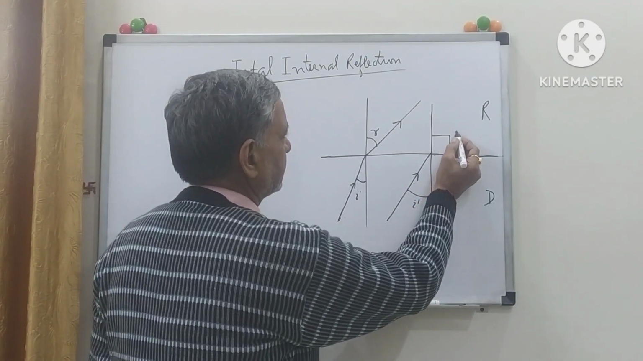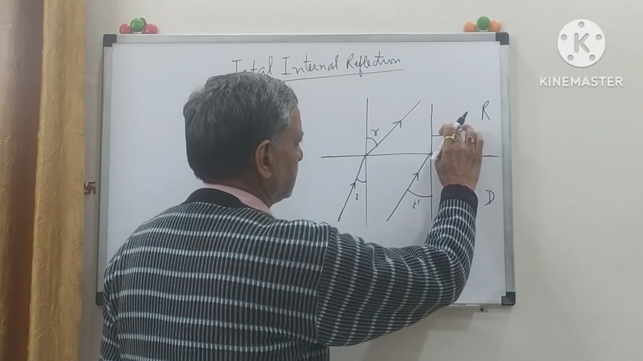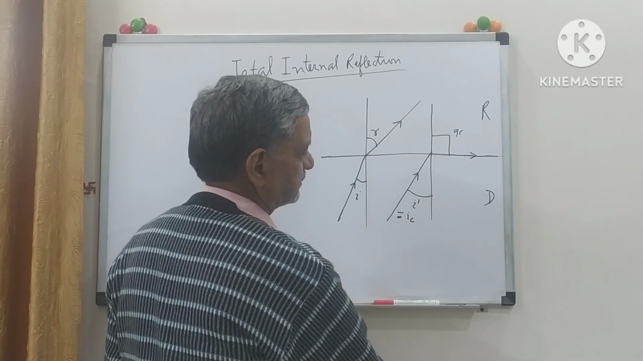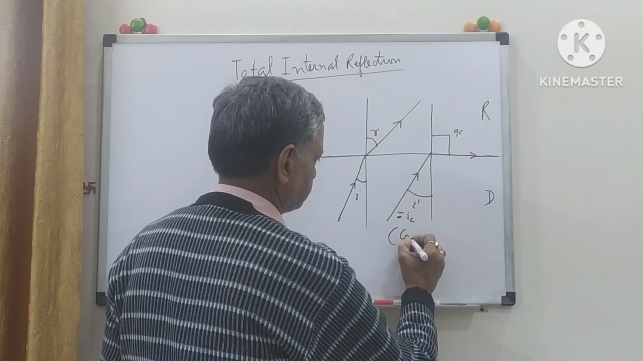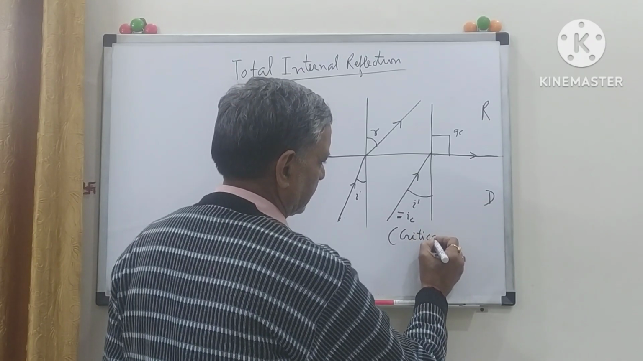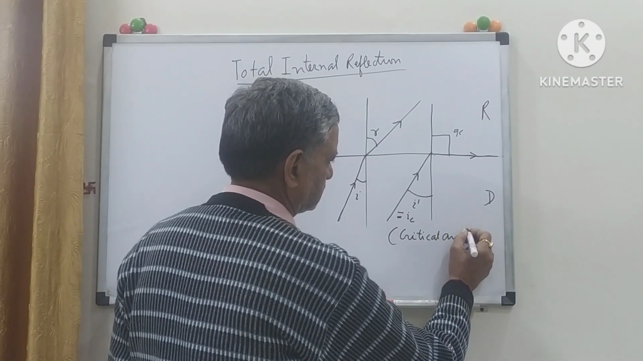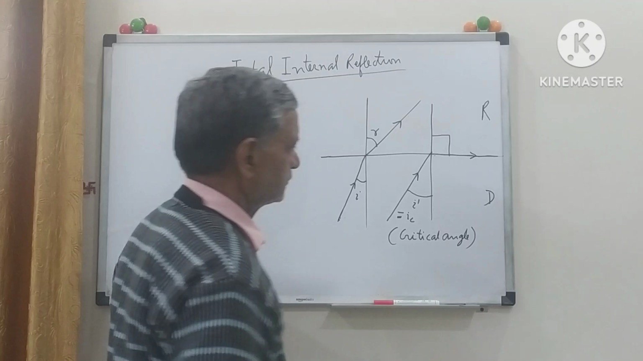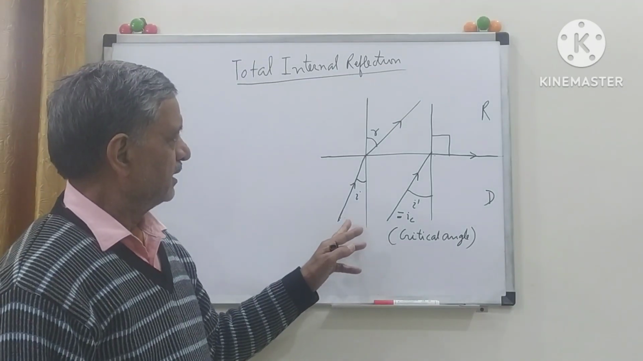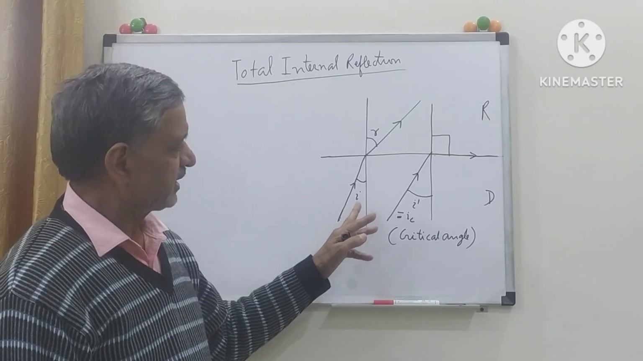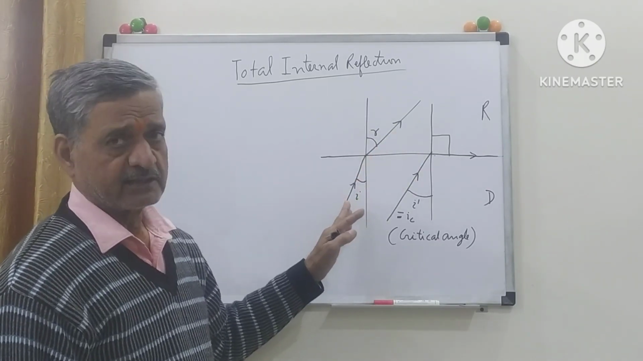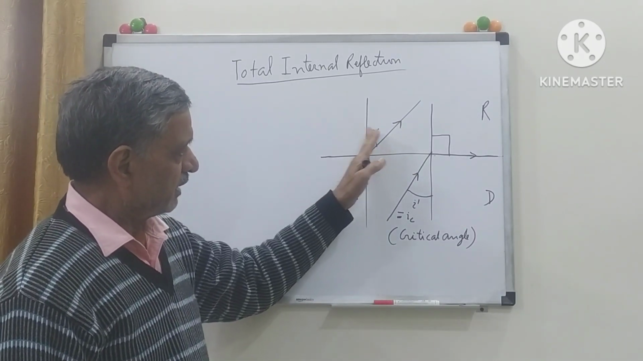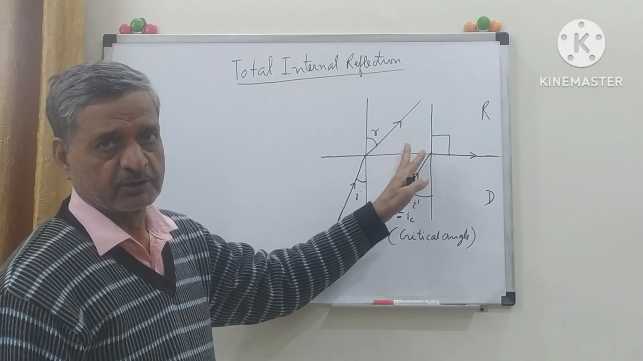Okay? Then in this situation, this angle of incidence is known as I C. I C means critical angle. That is known as the critical angle. Alright? What happens? A light ray passes from denser to rarer medium, denser meaning optically denser to optically rarer medium. Then it goes away from the normal. That we have seen. It will go away from the normal.